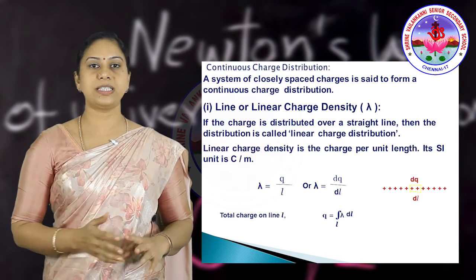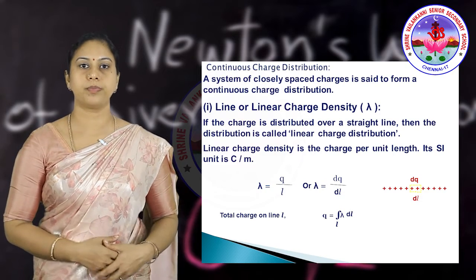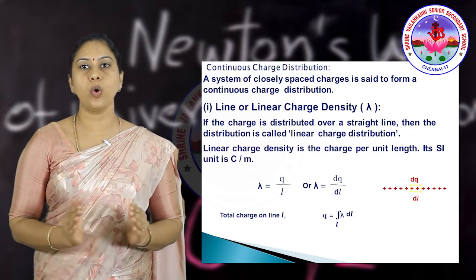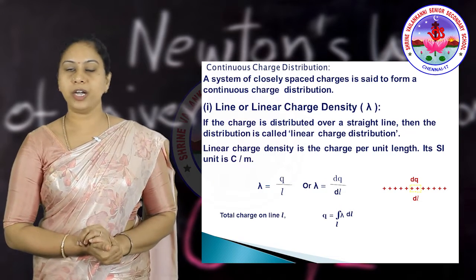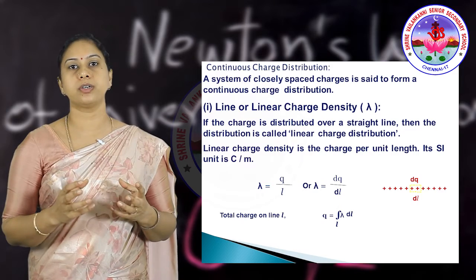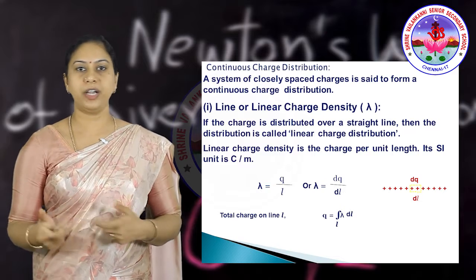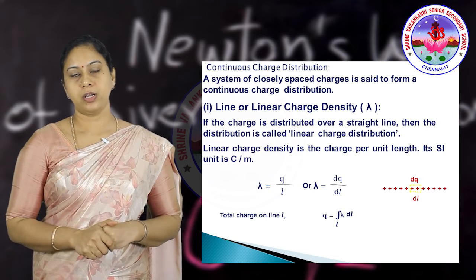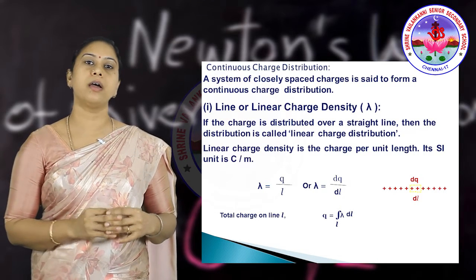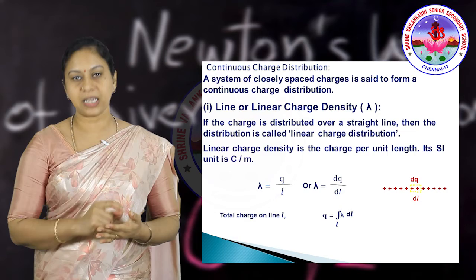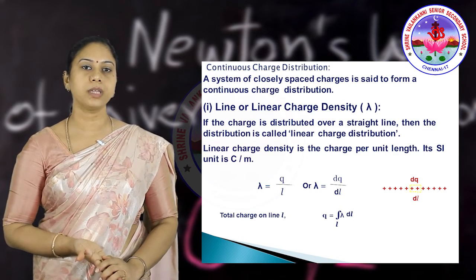So the next one is the continuous charge distribution. What is continuous charge distribution? A system of closely spaced charges is said to be a continuous charge distribution. Actually, the electron charge is discrete in nature, but we have to assume a continuous charge distribution here. It has three different types: one dimension, two dimension and three dimension. Let us see one by one in detail.